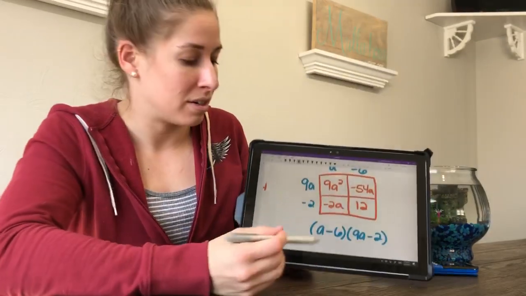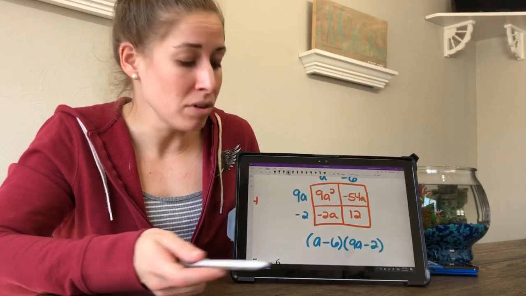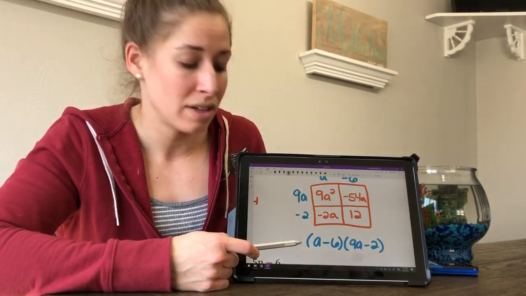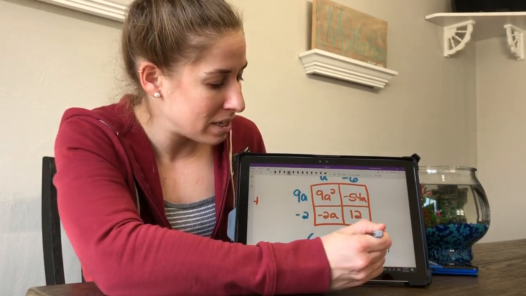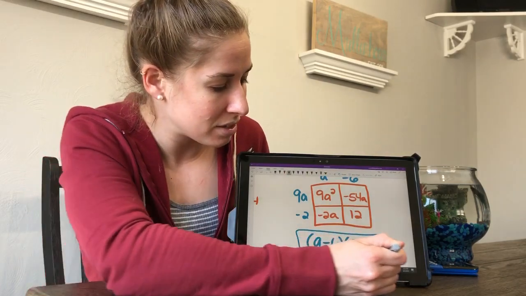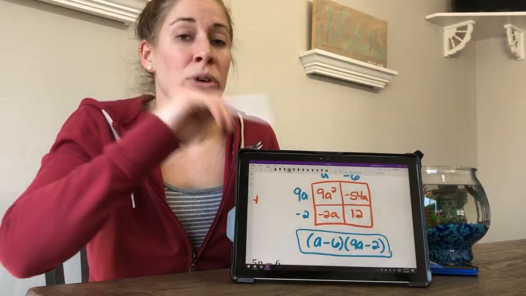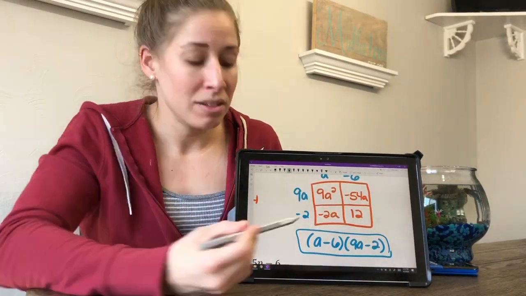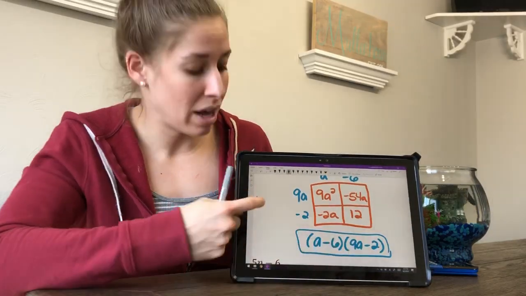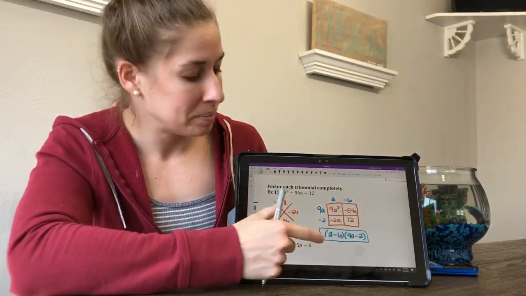And that's your answer. If you would have had a common monomial, you would need to reattach it here at the end. But we didn't, so that's our final answer. Remember, you can refoil or rebox, remultiply these to see if you got what we started with, and we would.